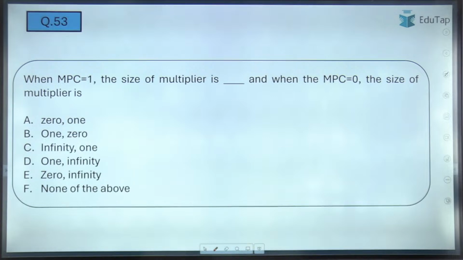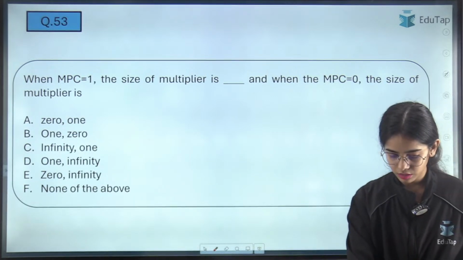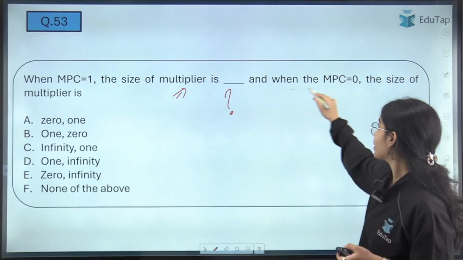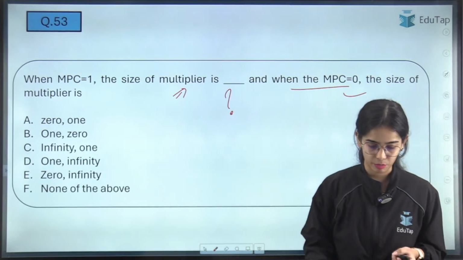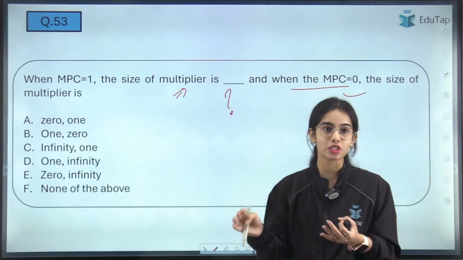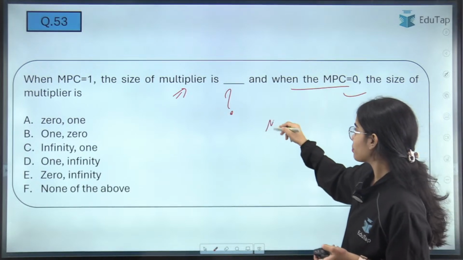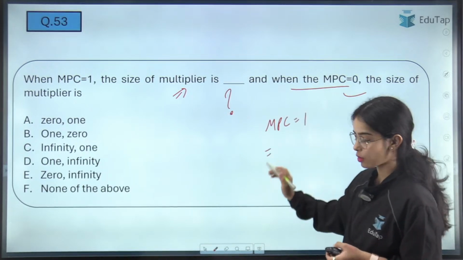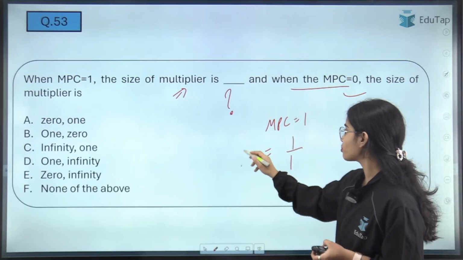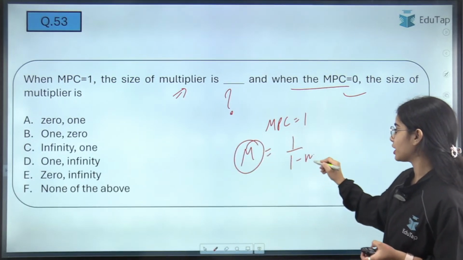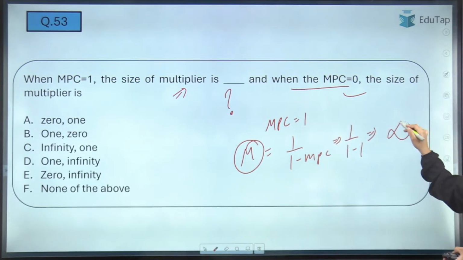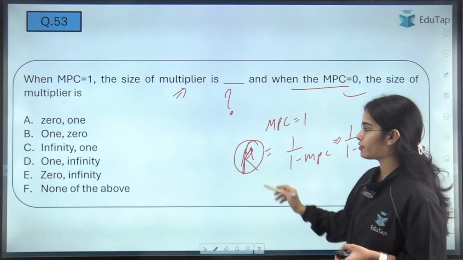So here, when MPC is 1, the size of multiplier is how much? And when the MPC is 0, the size of multiplier is how much? These are the extreme cases, or the limiting cases, of the multiplier. If MPC is equal to 1, the formula of the multiplier is how much? 1 upon 1 minus MPC. So 1 upon 1 minus 1 will be infinite. The multiplier will be infinite.